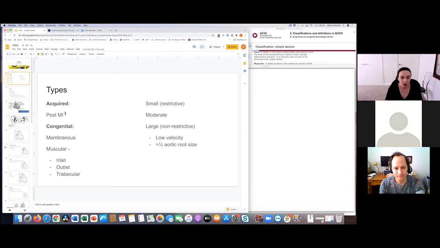So the different types: you can go acquired and congenital if you want to break things down in exam format. Acquired is really your post-MI, and I'm not going to talk about that today. I'm going to talk about the congenital group, and you have membranous and muscular. And of the muscular, there are inlet, outlet, and trabecular. And that's all you really need to remember. And we'll go into where they are.